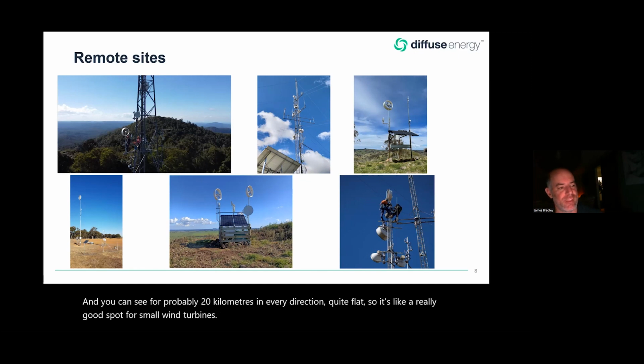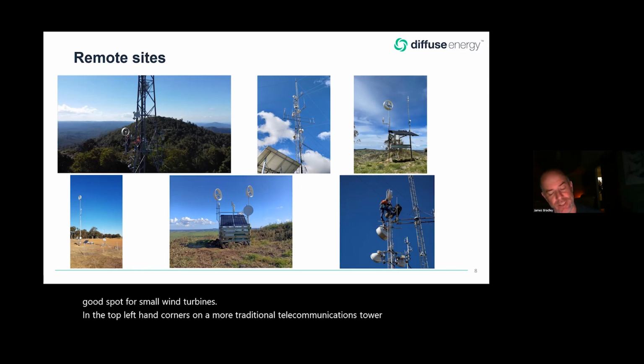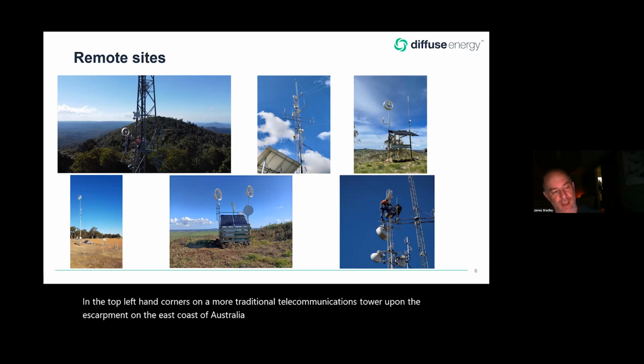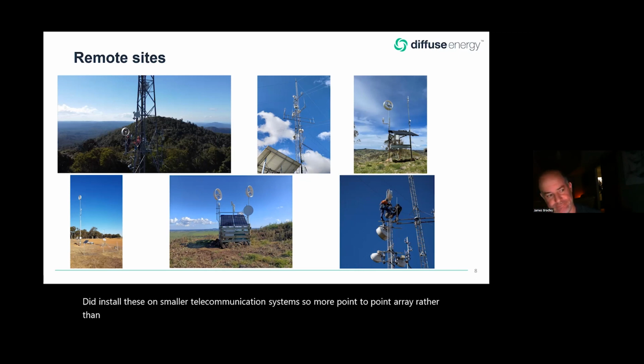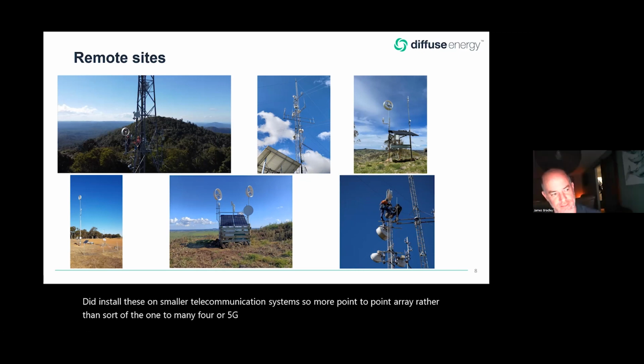And then the top left-hand corner is on a more traditional telecommunications tower up on the escarpment on the east coast of Australia. We did install these on smaller telecommunication systems, so more point-to-point array rather than the one-to-many 4 or 5G standard telephone towers, which use upwards of 10 or 15 kilowatts.